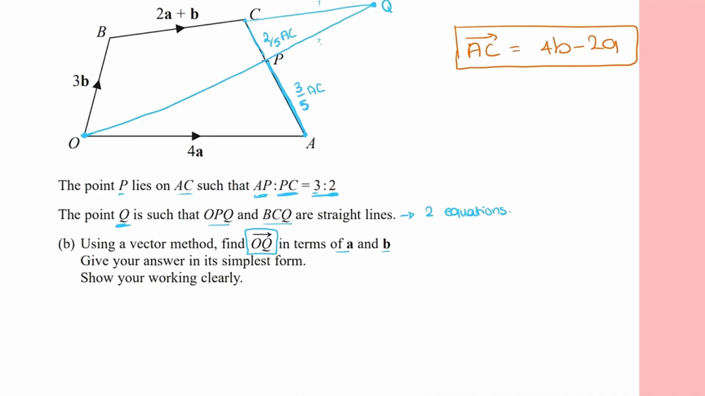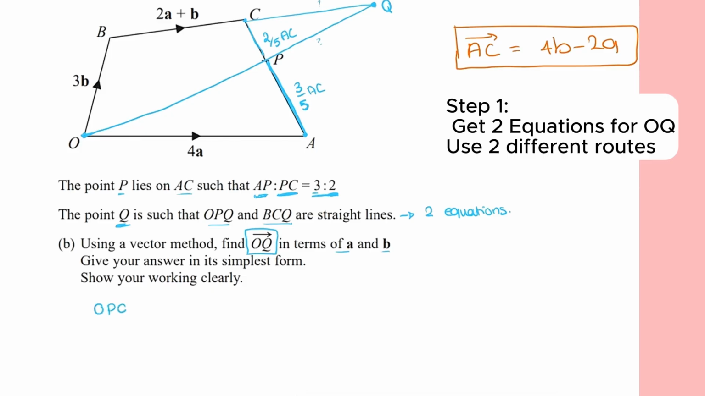Because I don't have 2 pieces of information that take me to Q, what I need to do is find 2 equations so that I can then use simultaneous equations and get rid of the unknowns so that I can get from O to Q. Okay, so there's 2 different routes. I can go O, P, Q, which is through this way over there, or I could go the other way. I could go O to B and then B to Q.